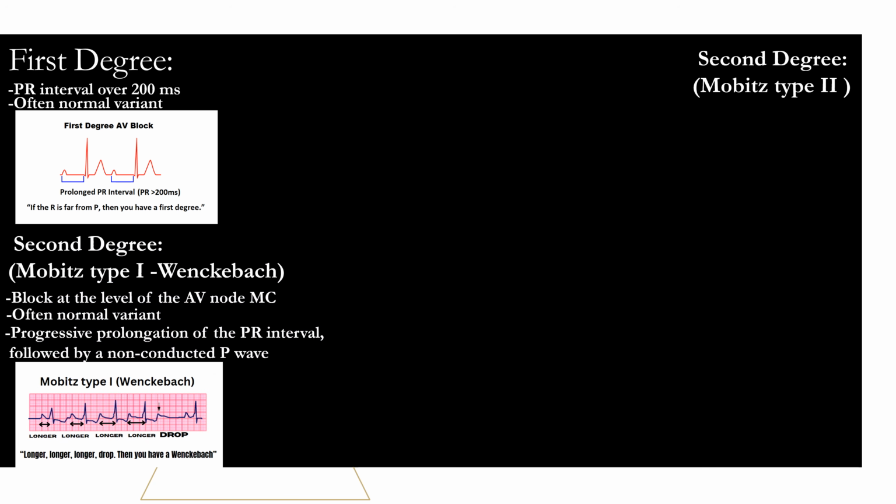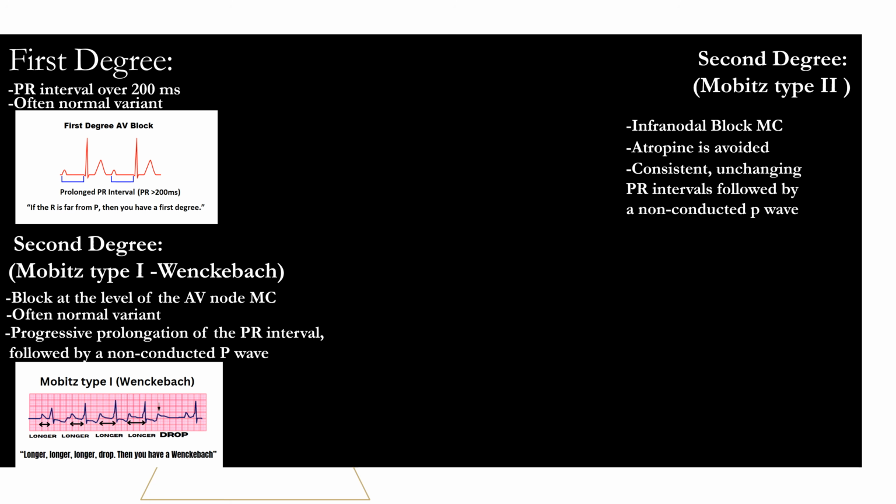Let's talk about second degree Mobitz type 2 next. Remember, the infranodal will be most common. This block almost always results from conduction system disease below the level of the AV node. So at the bundle of His or at the bundle branches. Remember, because of this, atropine is going to be avoided.